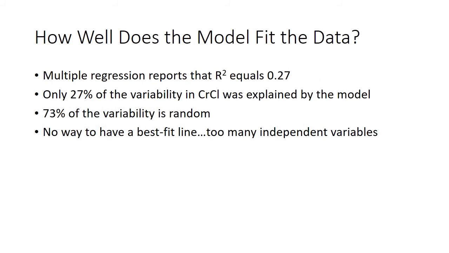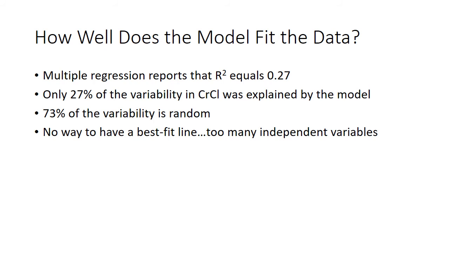So we have the full model, and again, we're looking at all these independent variables. We're going to find that the r-squared value ended up equaling 0.27, which means that with that model and all the different variables we were looking at, only 27% of the variability in creatinine clearance could be explained by the model. That means that the other 73% is going to be considered random variability in those points around the line. And so again, there's no good way to have a best fit line.